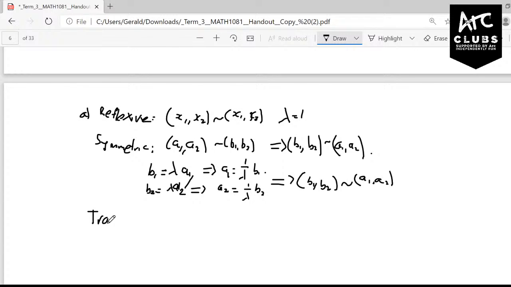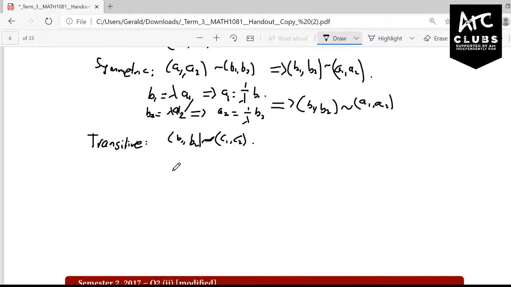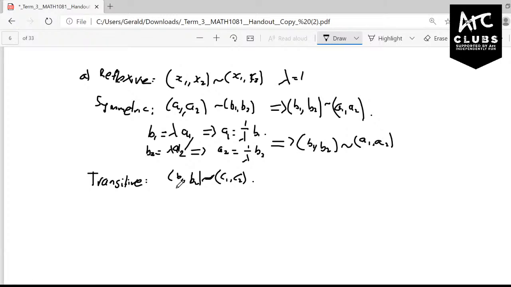The last thing you want to show is transitivity, which isn't too hard to show. I think it's fairly obvious. But basically, the idea is that if you take A1, A2 is related to B1, B2, and then say B1, B2 is related to C1, C2, then we want to show that A1, A2 is related to C1, C2. And to do this, well, we have two equations.